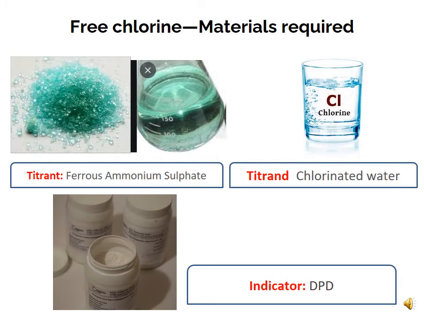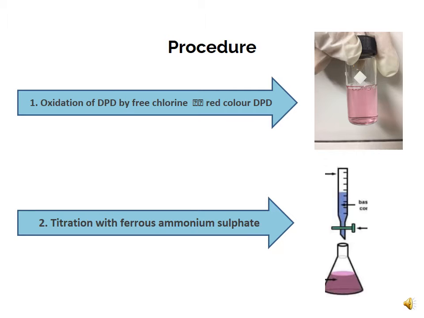The next is the determination of free chlorine concentration. The titrant is ferrous ammonium sulfate solution. This is a green color solution. The sample is chlorinated water in which free chlorine is present, and the indicator is DPD, which is diethyl phenylene diamine. These are the basic steps of the procedure. In the first step, the chlorine oxidizes the DPD indicator into the red color form. The solution is red in color.